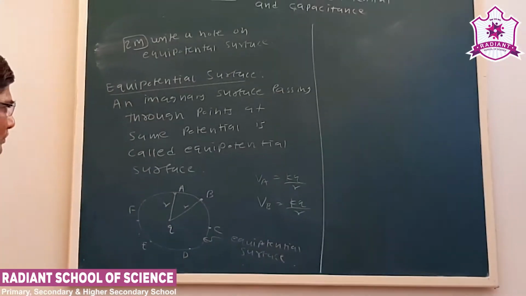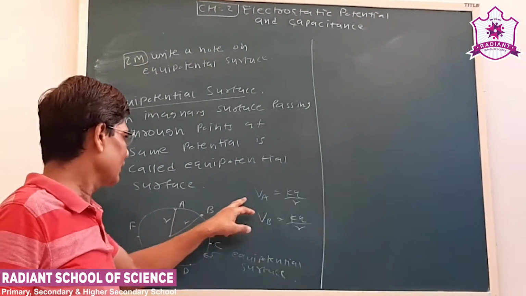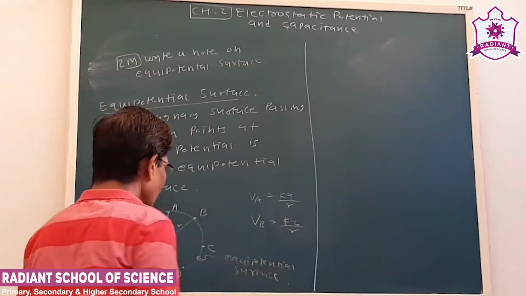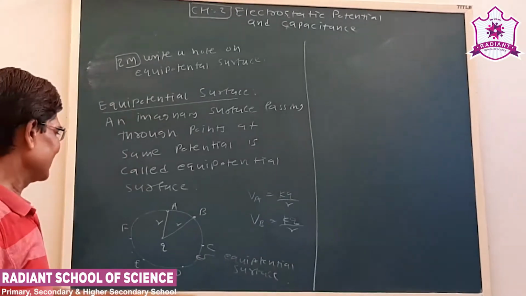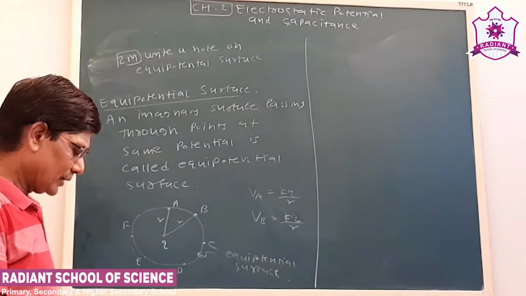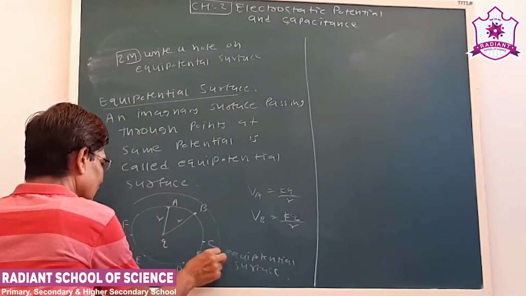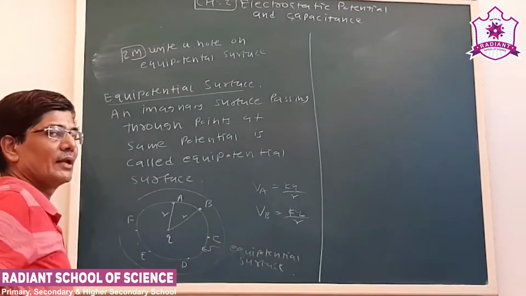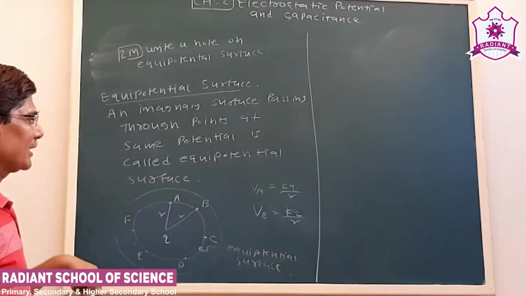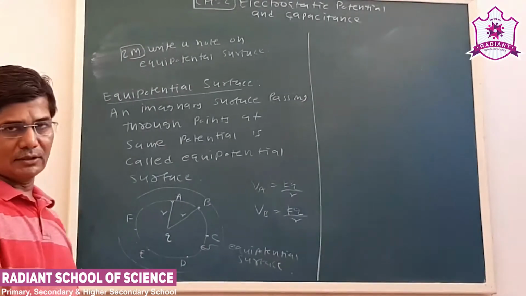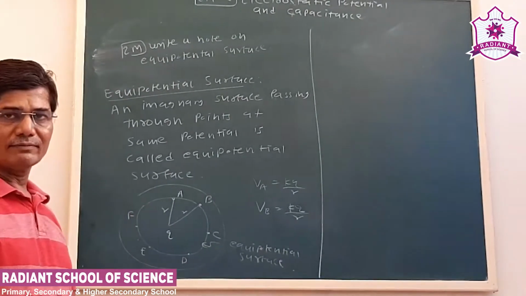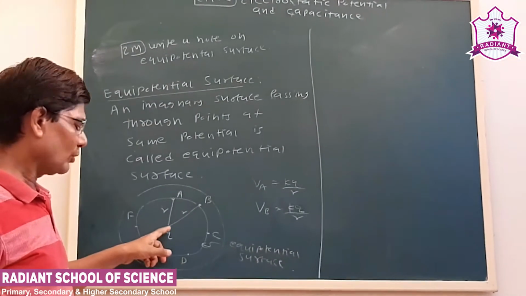Now see what we have seen here. Potential VA is KQ by R. Similarly, VB also is KQ by R. We can have as many points, and this is an example of equipotential surface. Now see, we can have concentric circles. Now this is a circle of the radius R2. Let us say first we consider R1, R2. We can have as many circles. So this is how we can draw equipotential surface for a point charge.